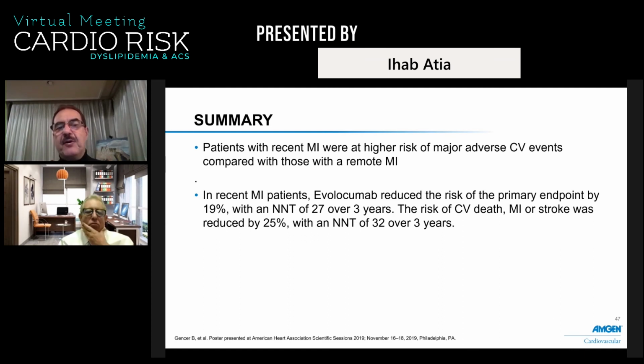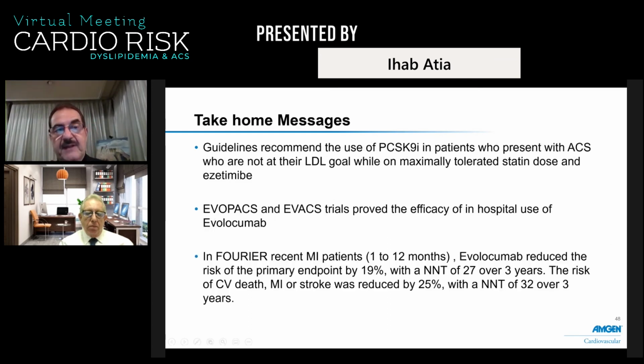And the second endpoint of cardiovascular death, myocardial infarction, stroke was reduced, a relative risk reduction of 25% with a number needed to treat of 32 over 3 years. So in conclusion, dear colleagues, the important thing is that the guidelines recommend to use PCSK9 inhibitors in patients who present with ACS who are not at their LDL goal while on maximally tolerated statin and ezetimibe.